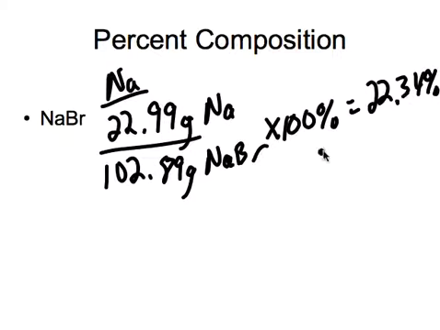Again, there are a couple of ways of figuring out the bromine. In this case, since there's only 2 elements, you could just subtract 22.34 from 100. You're going to get 77.66% bromine.